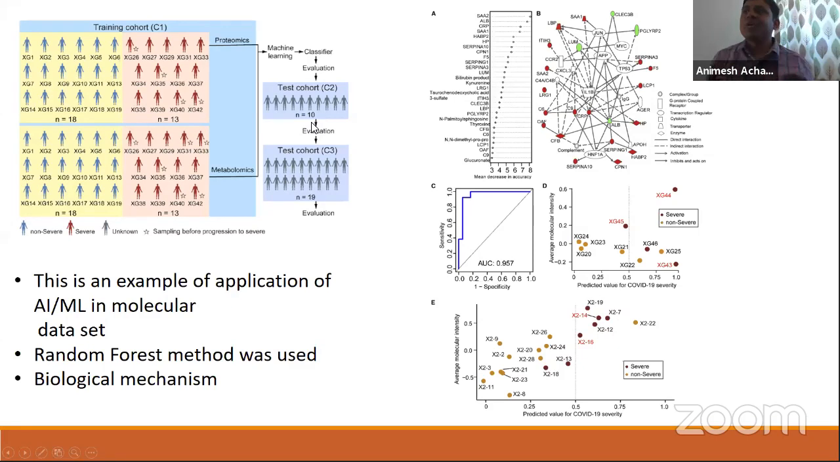So the question is, can you apply deep learning? The answer is no, you cannot apply deep learning in this type of setting. So you have to use some other approach. They used a random forest and they want to understand the biological mechanism. So their question is different. They want to make a model, but they also want to understand the mechanism in the biology. So they use machine learning for biological mechanisms.